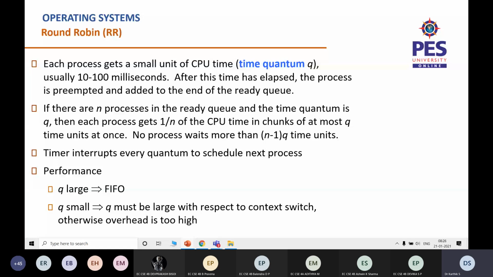Right? But if there are n processes, and we give a time quantum of q, then no process will wait for more than (n minus 1) times q time units. So the worst case waiting time of a particular process is (n minus 1) times q, right?